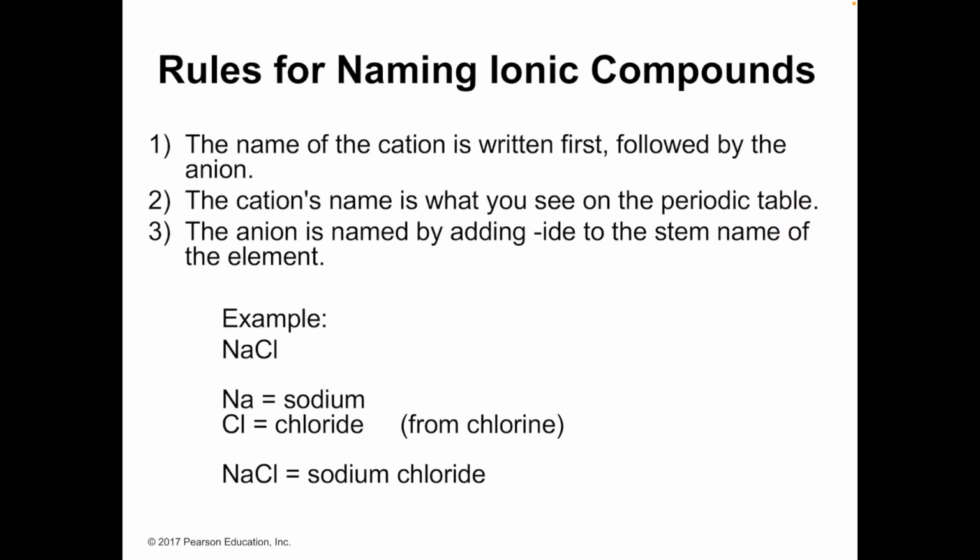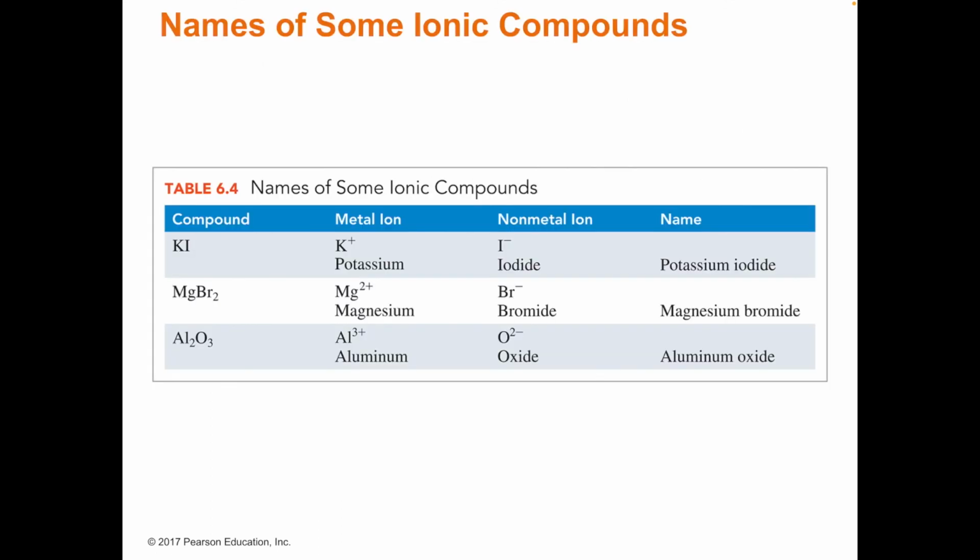So here are our rules for naming ionic compounds. The name of the cation will always be written first, followed by the anion. The cation is whatever you see on the periodic table. So the metal cation is always going to stay the same. The name of the anion is going to change to end in IDE. So if we have NaCl, our metal, sodium, comes first. We're going to leave the name of the sodium the same. But the chlorine is going to change and become chloride. So we're always going to change the name of the nonmetal. So we call this sodium chloride.